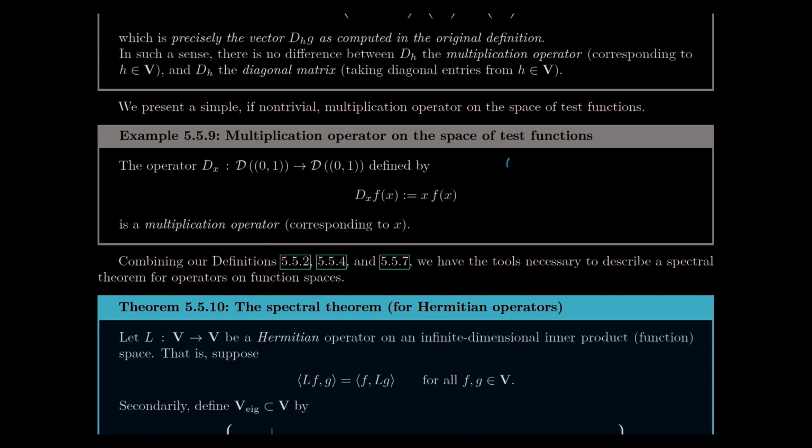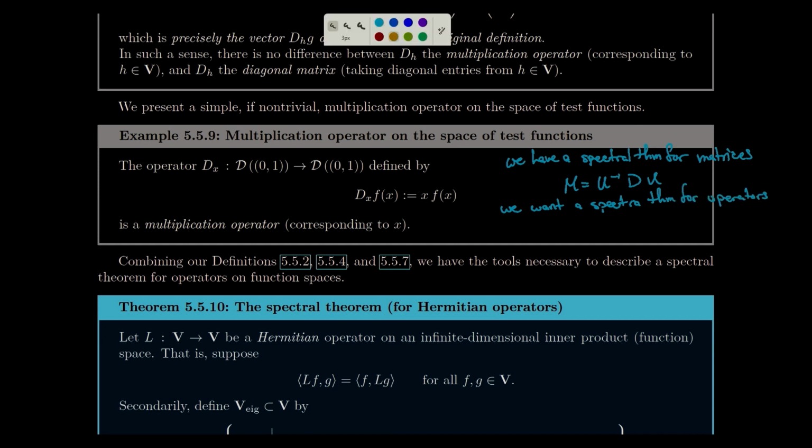Let's just keep in mind that we have a spectral theorem for matrices where we have N is U inverse DU. We want a spectral theorem for operators. Maybe I should make this clear. It's a spectral theorem for Hermitian matrices. And we want one for Hermitian operators.